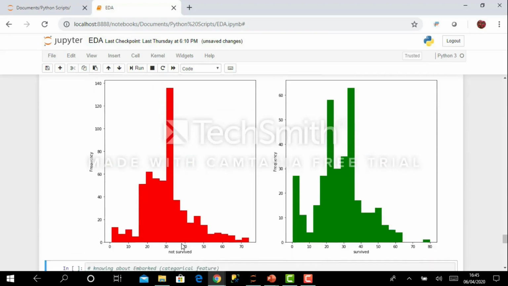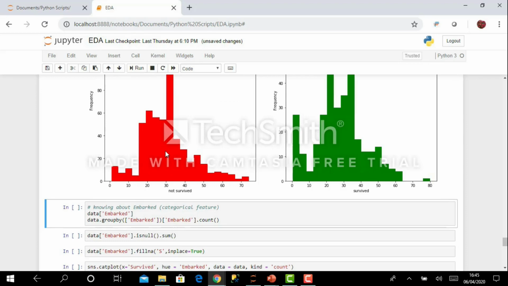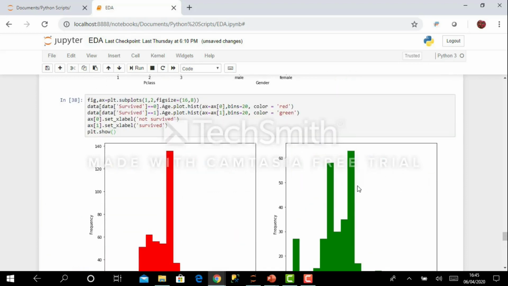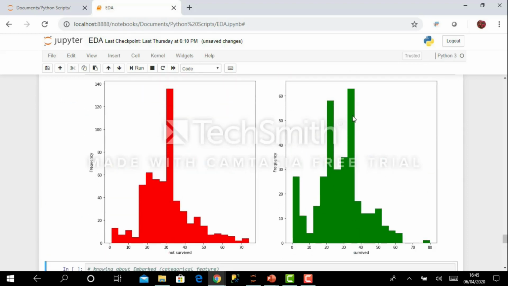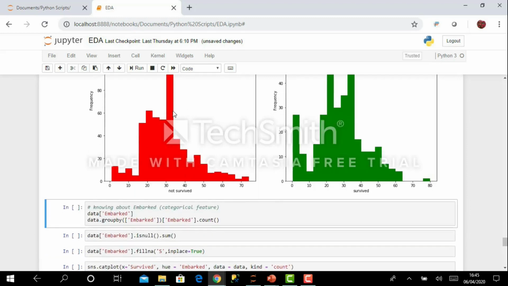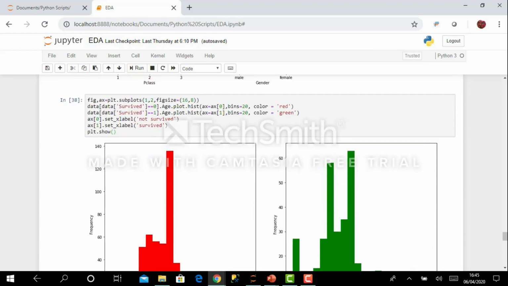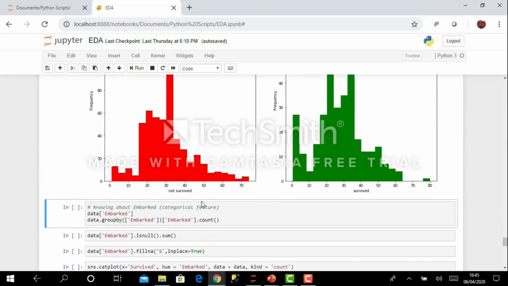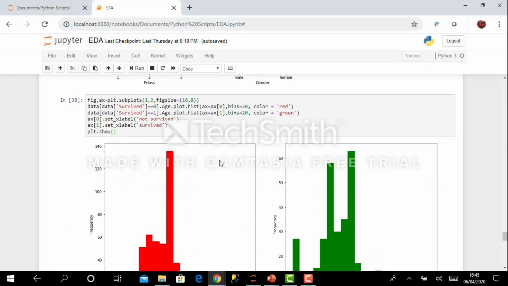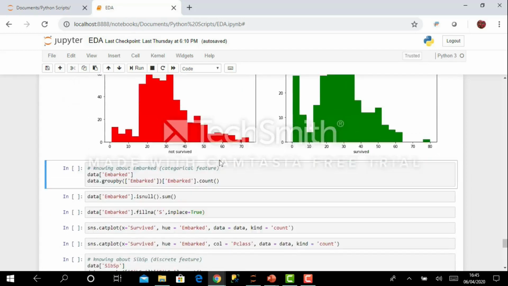You can understand that for the age group 30 to 40 most of the people did not survive, and here also the same thing. You know why this happened? Because most of the records now have this age group only, because of the mean value we have put. So these histograms show you the relationship between age group and how they survived.